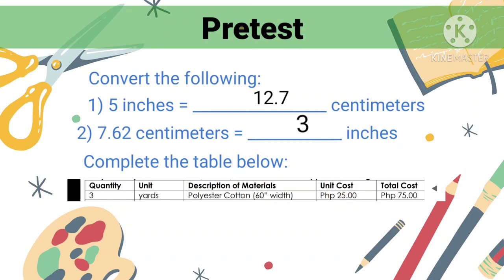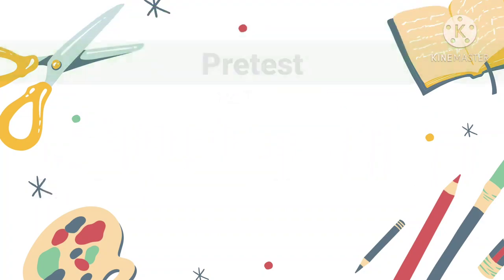Now, let us check your answers. For number 1, the correct answer is 12.7 centimeters. For number 2, the correct answer is 3 inches. And to complete the table below, the total cost is 75 pesos. So, how is it? How many points did you get? Well, no matter how many points you've got, still congratulations for a job well done.